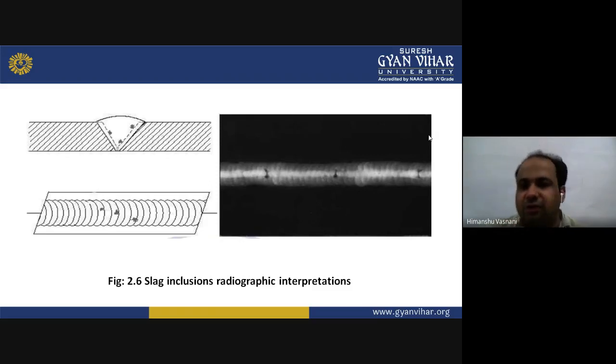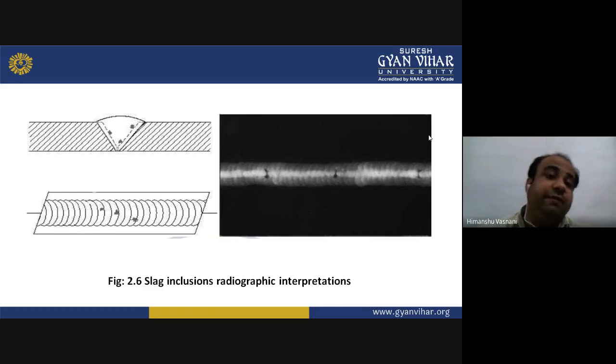This is because it is not able to fuse properly with the base metal and the filler metal. So it has remained inside the welding zone. During the weldment, it was not able to escape easily, so it has been trapped in the welding zone during the solidification process. In the radiograph, on the right hand side, the irregular shapes are shown to you. These are slag inclusions, a kind of discontinuity.